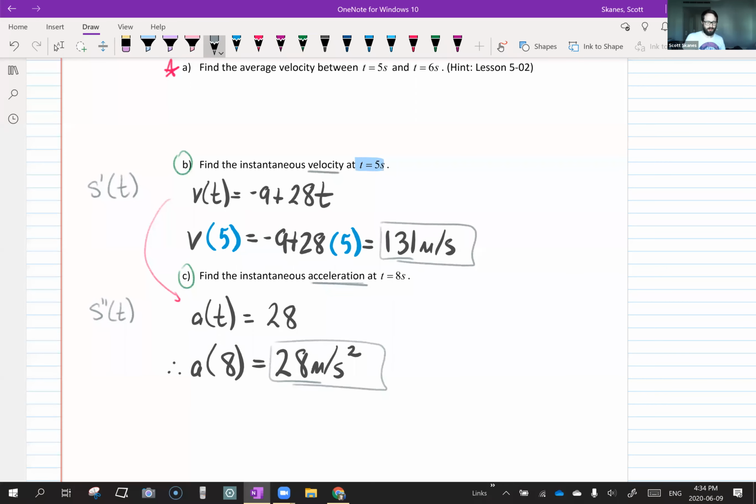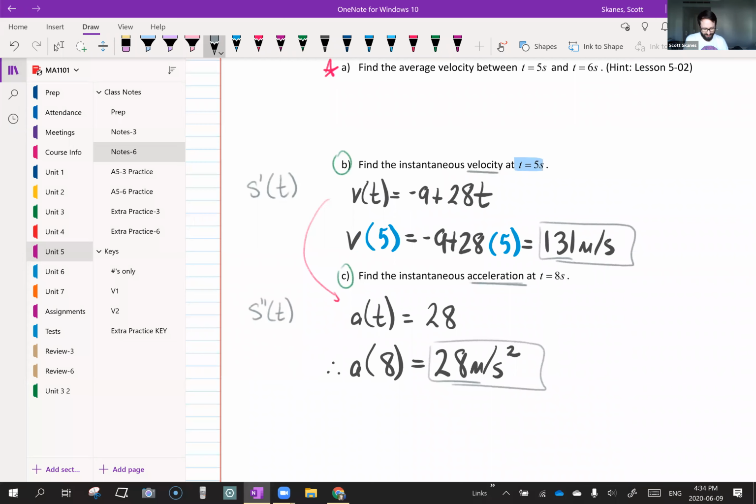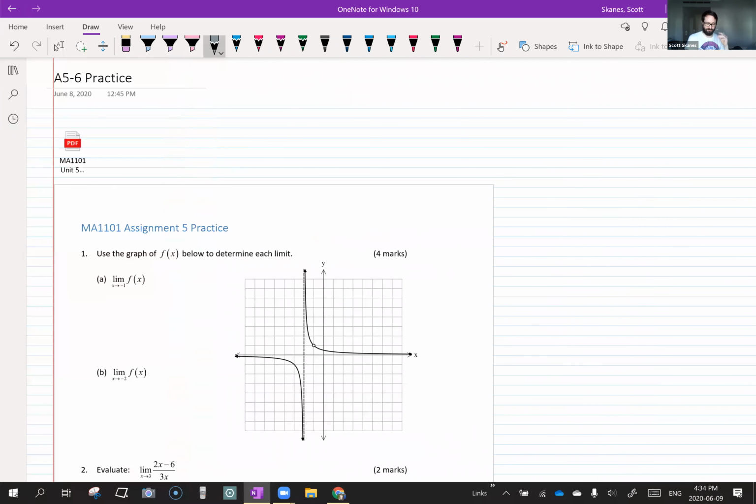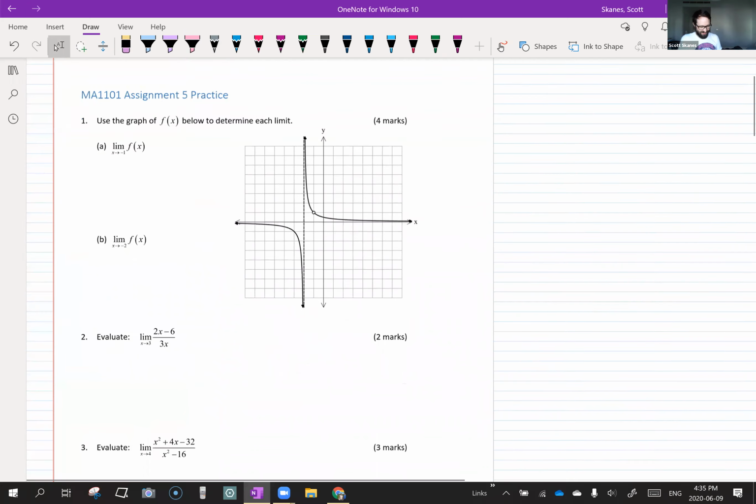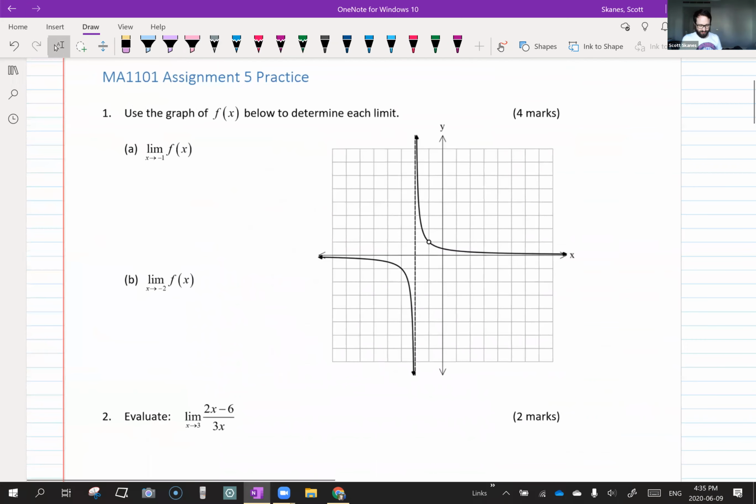You're the core. What I'm going to do is jump to the revision sheet that I made. I haven't posted on D2L. I will, if I remember. But it's called Assignment 5 Practice. I just took some old assignments and made a new assignment out of it. It's not the same as your current assignment, but it's similar. I'm not going to give the same questions, obviously.